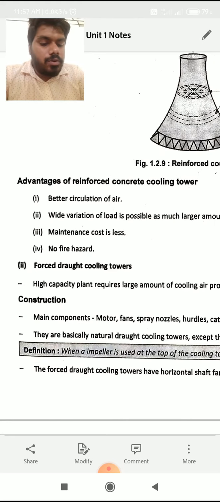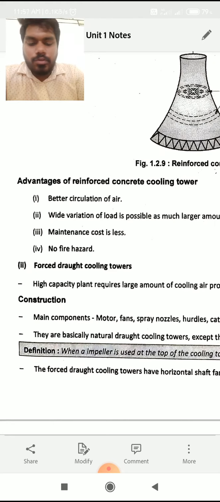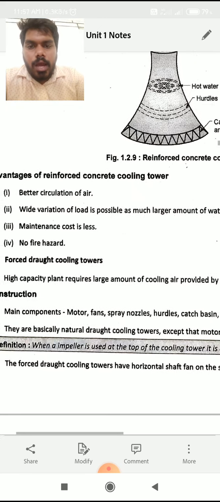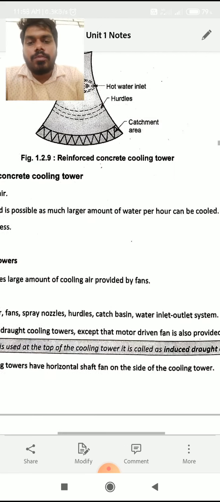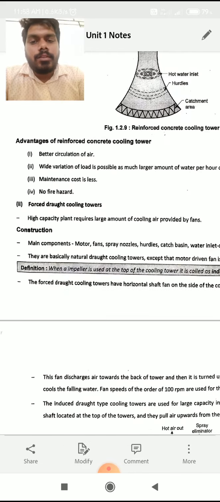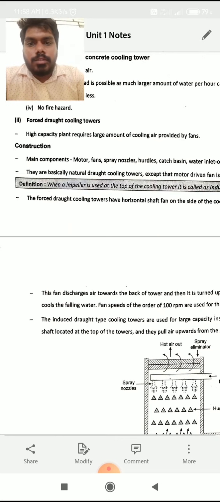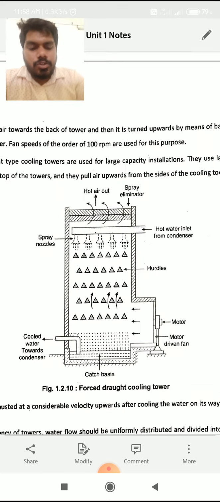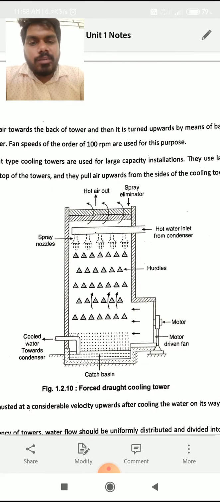The second one is the forced draught cooling tower. It is required for high capacity plants, which need a large amount of cooling air provided by fans. Its construction is simple. This is the construction. The main components are the motor, fan, spray nozzles, hurdles, catch basin, and water inlet and outlet system.